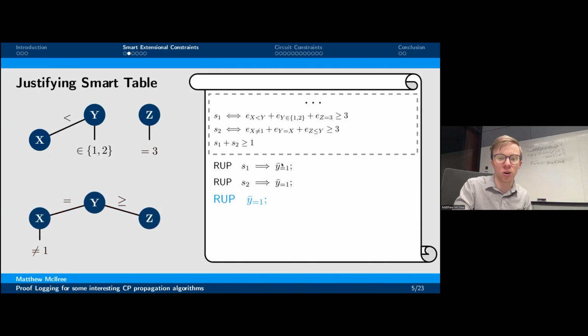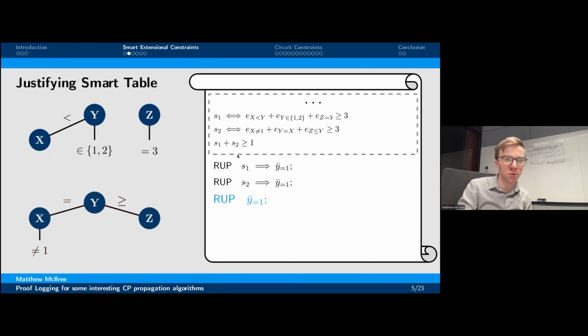And that's because from these two constraints, this will unit propagate the two values of the tuple selector being false, which then contradicts this constraint in the smart table encoding. So that is how proof logging for smart table works.